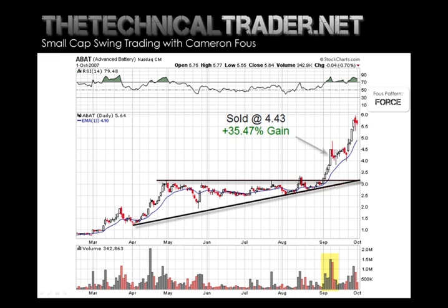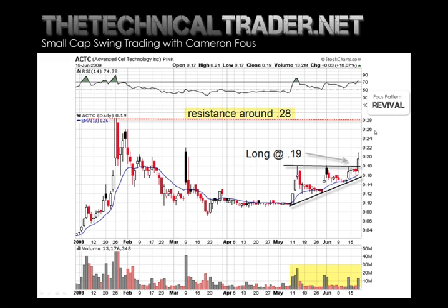I usually don't have the patience to ride a stock through a strong trend along the 13 EMA. Going through here, here's a little penny stock with a revival pattern. As you can see here, past peak resistance was about 28 cents per share, but we got this nice, perfect looking three-phase triangle breakout formation with phase 1, phase 2, and then the breakout on phase 3. I went long at 19 cents.